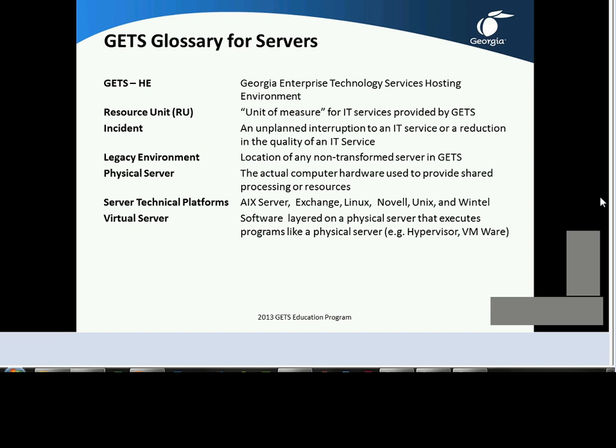When we talk about the legacy environment, that's referring to the location of non-transformed servers in GETS. A physical server is the actual computer hardware used to provide processing or resources. A server technology platform is like an AIX server, Exchange server for email, Linux, Novell, Unix, and Wintel. And then finally, a virtual server is a software layer on top of a physical server that executes programs like a physical server would.